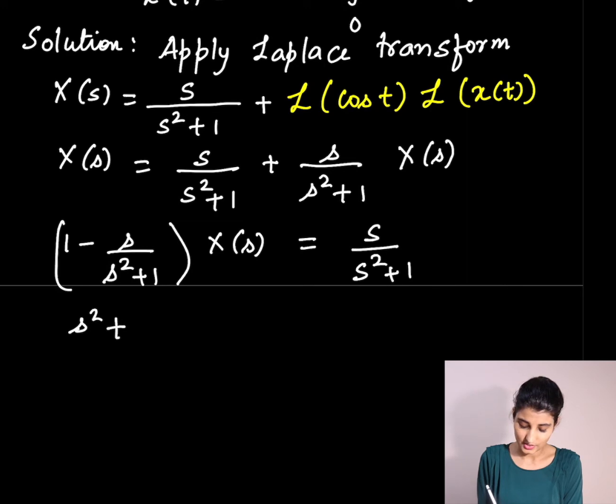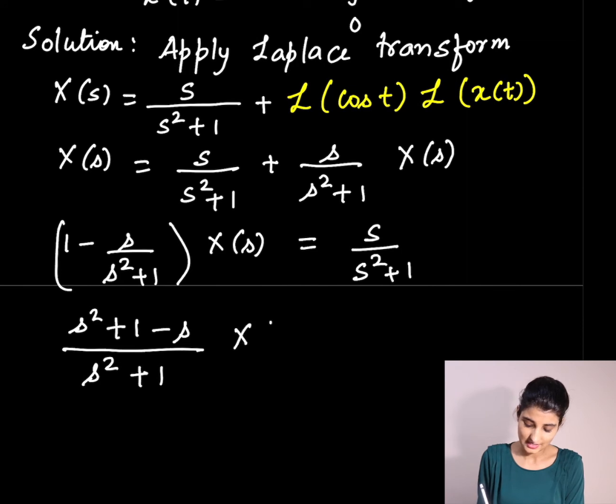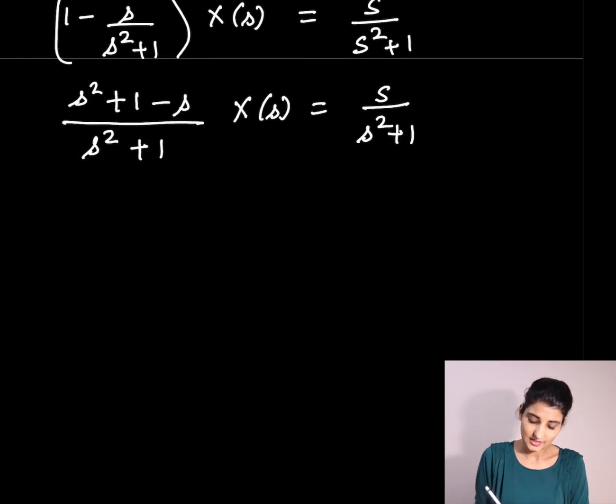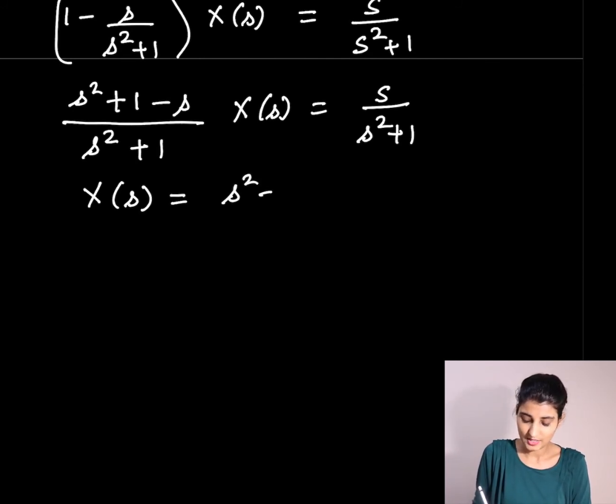s square plus 1 minus s divided by s square plus 1, times X(s), is equal to s divided by s square plus 1. We divide both sides by the coefficient of X(s), and what we'll get is X(s) equals s divided by s square plus 1.